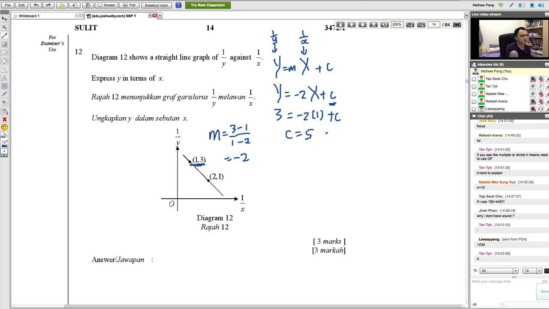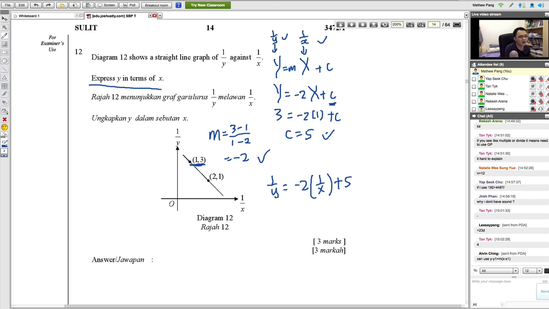Alright, so I have everything already. I have m, I have c, and then I have x and y. I just substitute everything into it. So I have 1 over y equals -2 times 1 over x plus 5. But then the question wants you to express x in terms of y. So yeah, of course you can use the formula Alvin mentioned, y minus y1 equals m(x minus x1). You can do that always.